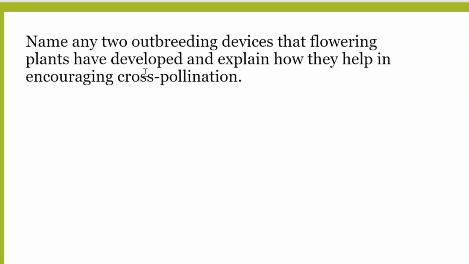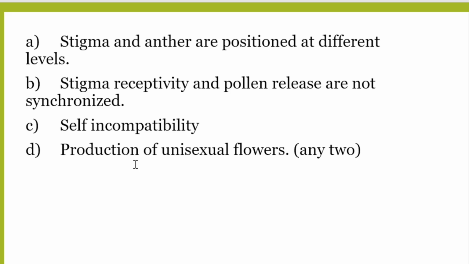Name any two outbreeding devices that flowering plants have developed and explain how they help in encouraging cross-pollination. In the textbook, four methods are given.